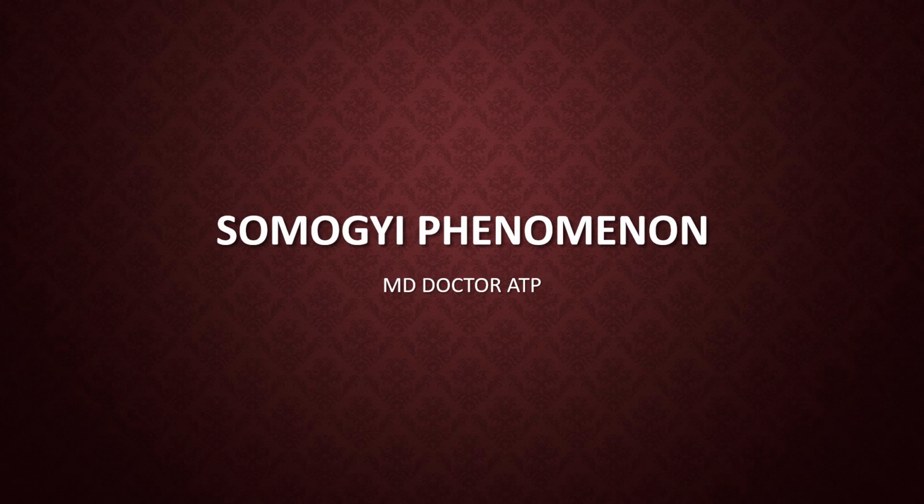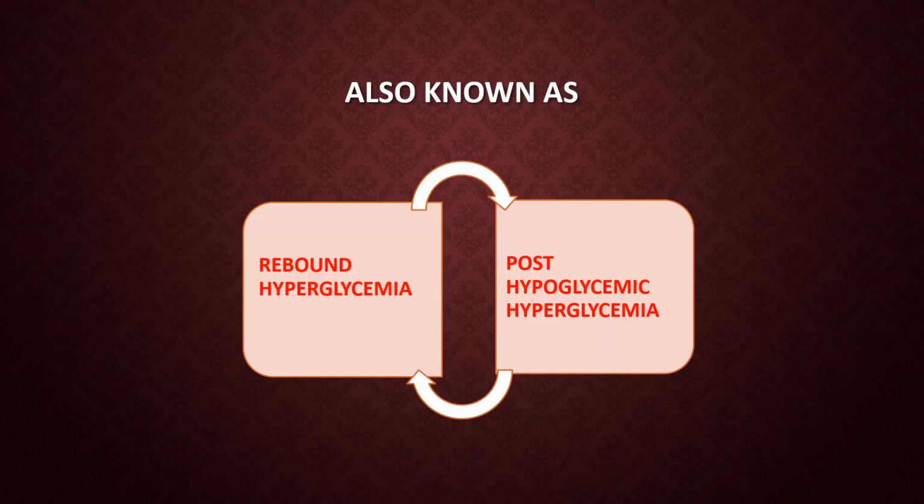Hello friends, in today's video we are going to learn about the Somogyi phenomenon. It is seen in a diabetic patient who is on insulin. Somogyi phenomenon or effect is also known as rebound hyperglycemia or post hypoglycemic hyperglycemia because the patient presents with early morning hyperglycemia or fasting hyperglycemia.